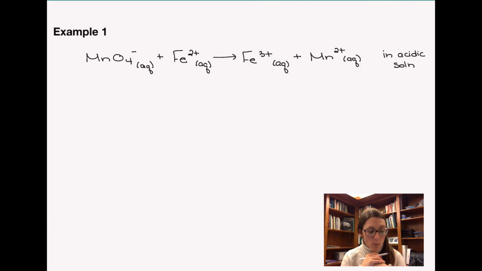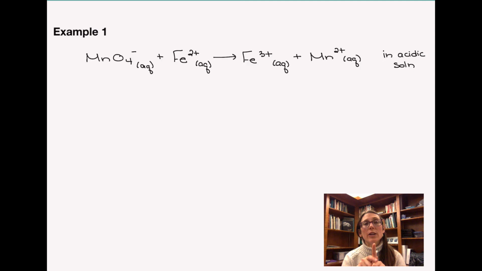In this example, we have the permanganate ion reacting with an iron 2+ ion to form iron 3+ and the manganese 2+ ion. This is a net ionic equation. It makes it simpler because we're only focusing on the things that are actually changing in this reaction. First step has to be to write the half reactions.